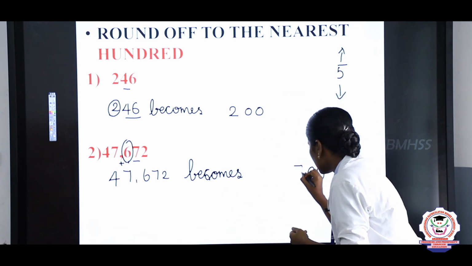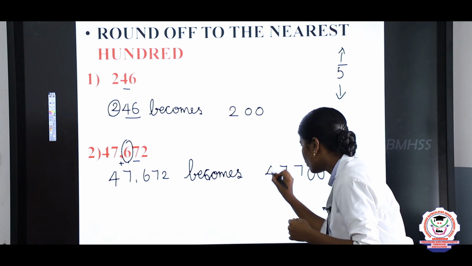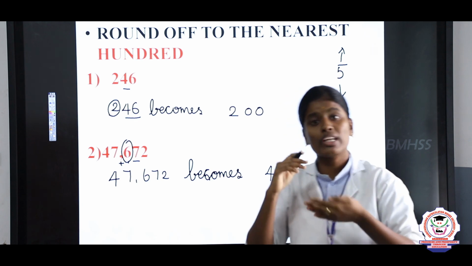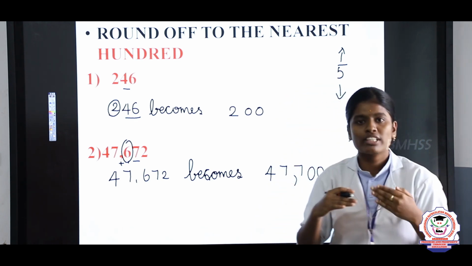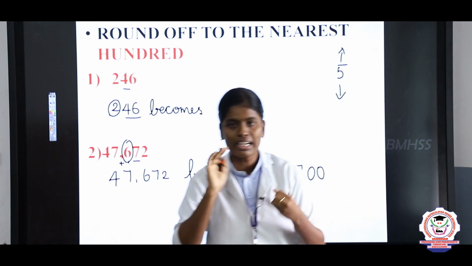So take 7, and before that we have 4. So 47,672 rounded to the nearest 100 is 47,700. 47,700.